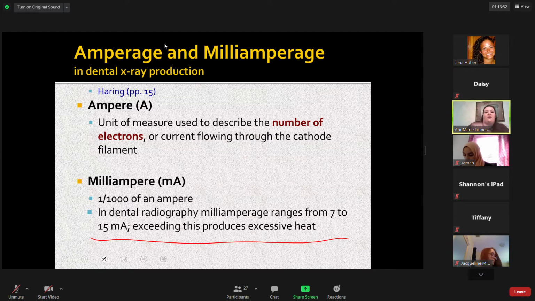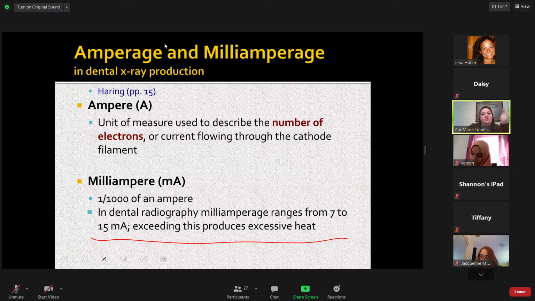If you exceed this, you are going to produce excessive heat. Why are you going to produce excessive heat? What happens when you increase MA? What is also increasing? The electrons. The number of electrons. Very good. So when you increase the number of electrons, you're going to increase your MA, so you're going to get a ton of heat. So you don't want to exceed 15.